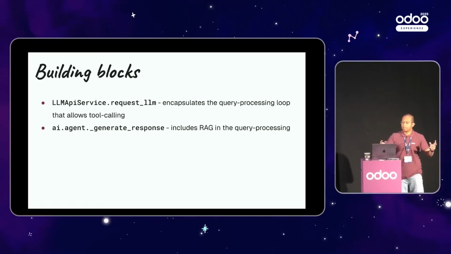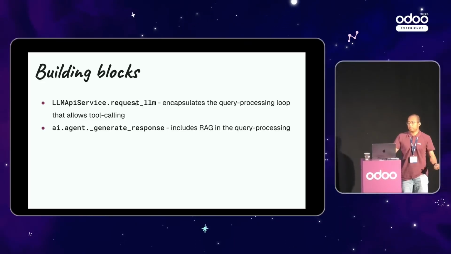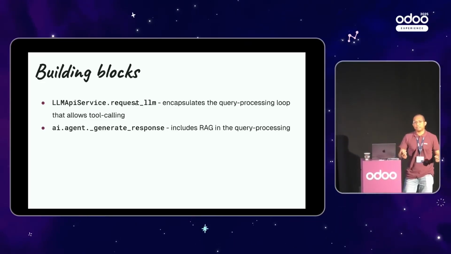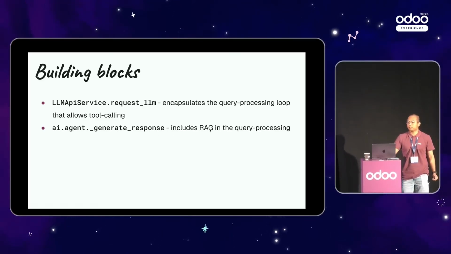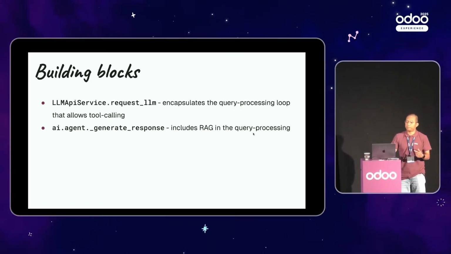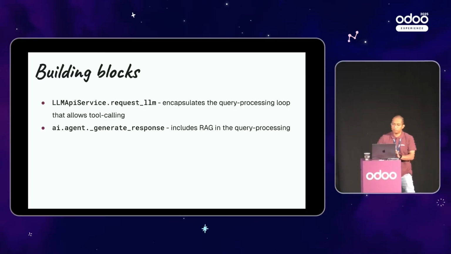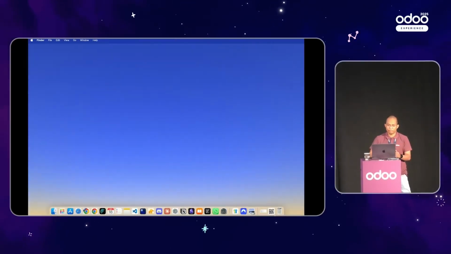And this is the lower level method. Basically, in the AI agent model that we introduced in Odoo, we have this generate response, which includes RAG in the query processing. So it uses the request LLM. It will be helpful if I show you an illustration on how these things work.